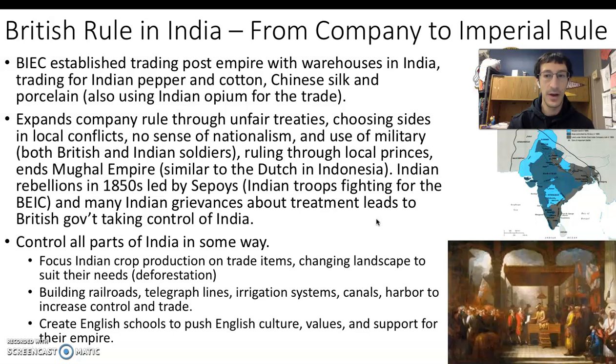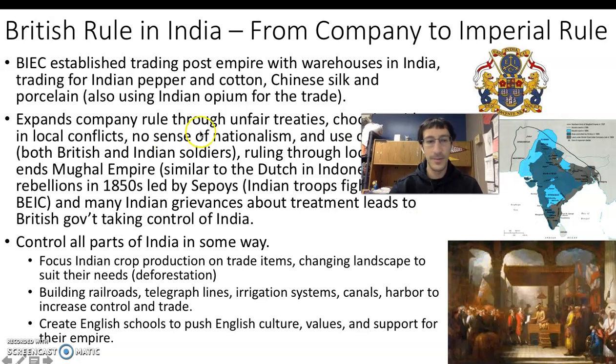They do the same thing in Ceylon, which is Sri Lanka down here. At the same time, they're building railroad lines, telegraph lines, irrigation systems, increasing harbors and canals, all again back to how does this produce more for the British Empire to make more money? And then they will start imposing British culture, with the creation of schools that teach the English language, English values, and support throughout the empire.